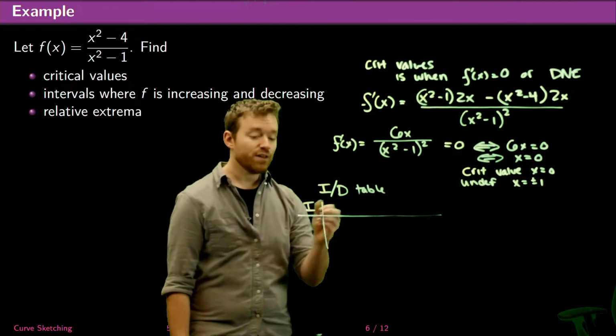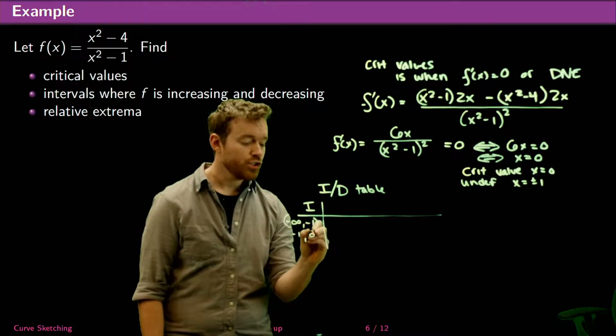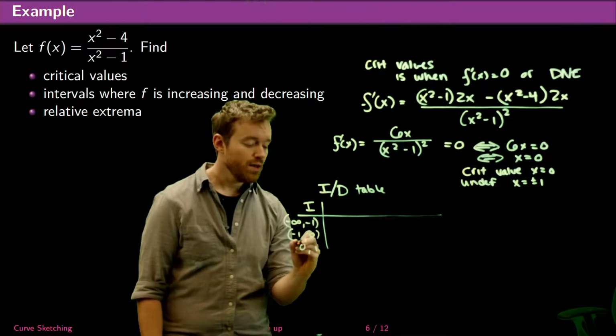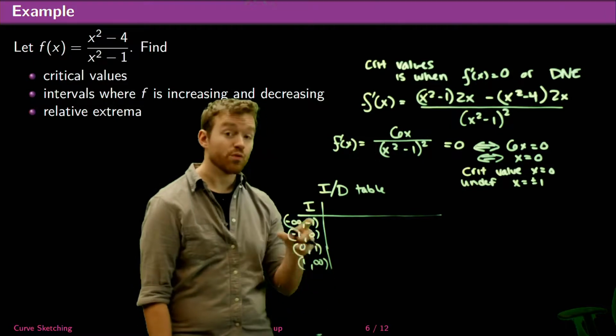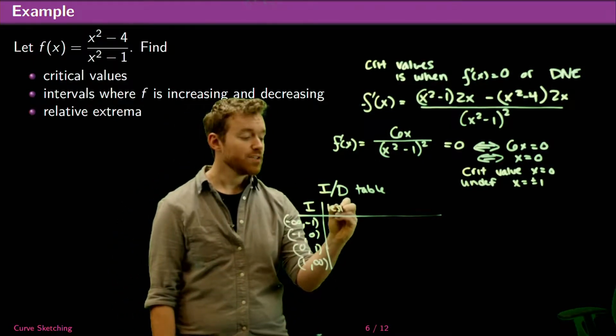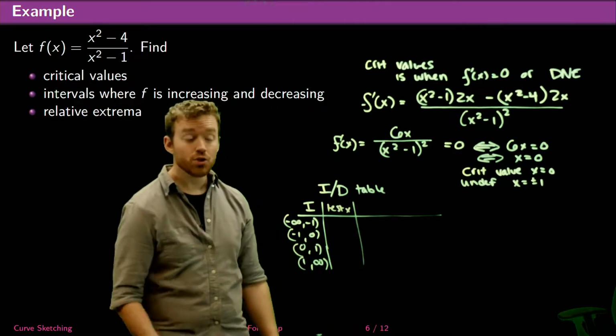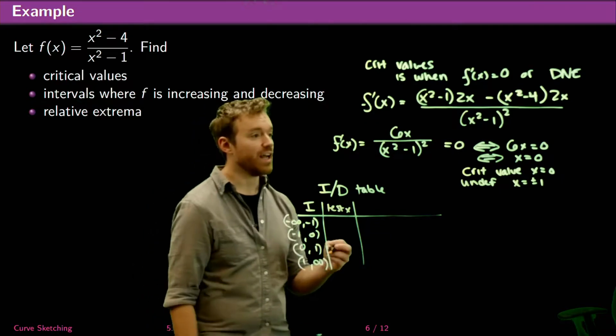So from negative infinity to negative 1, from negative 1 to 0, from 0 to 1, and from 1 to infinity. So my derivative should remain constant sign on these intervals. So I only have to test one point on each interval. I'll choose a point that's easy to plug into f prime and determine whether it's positive or negative.